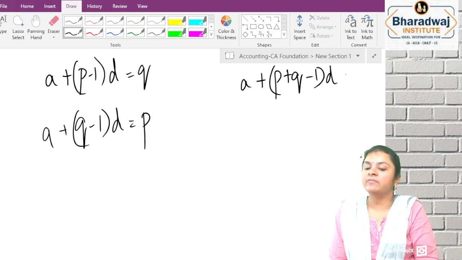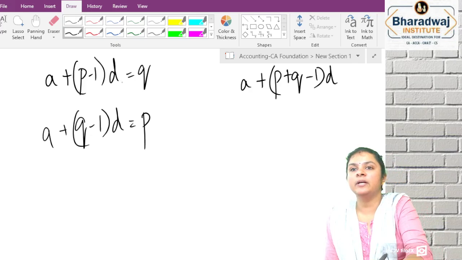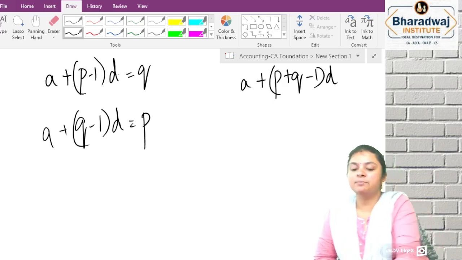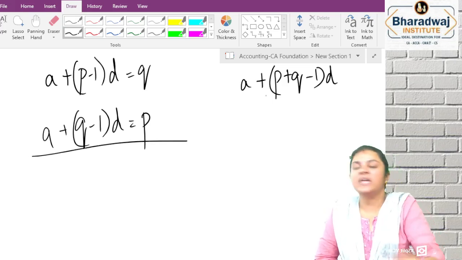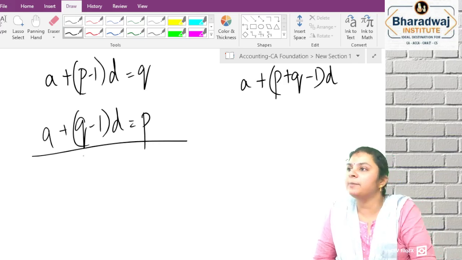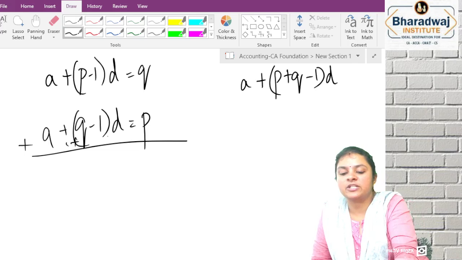Now what can we do? One way is to keep P, substitute one value in terms of the other, and find the value. Simple. P and Q should come together, P plus Q should come. To get plus, can we add the equations? If we add the equations, is there a chance P plus Q will come? Yes. So add the two equations.